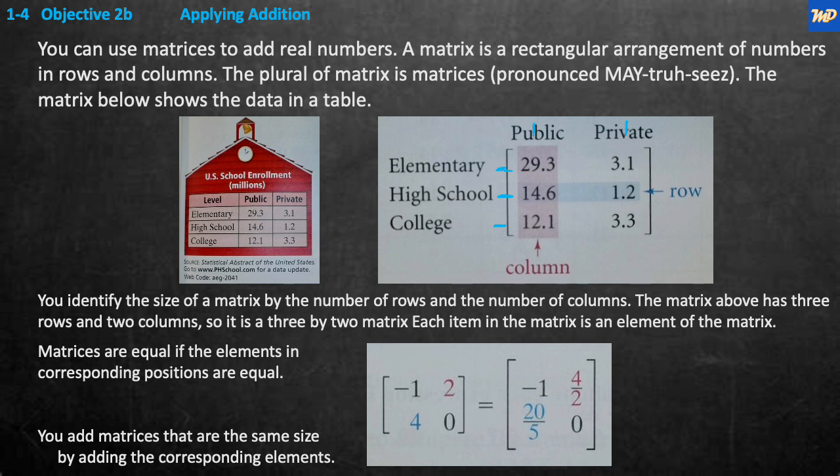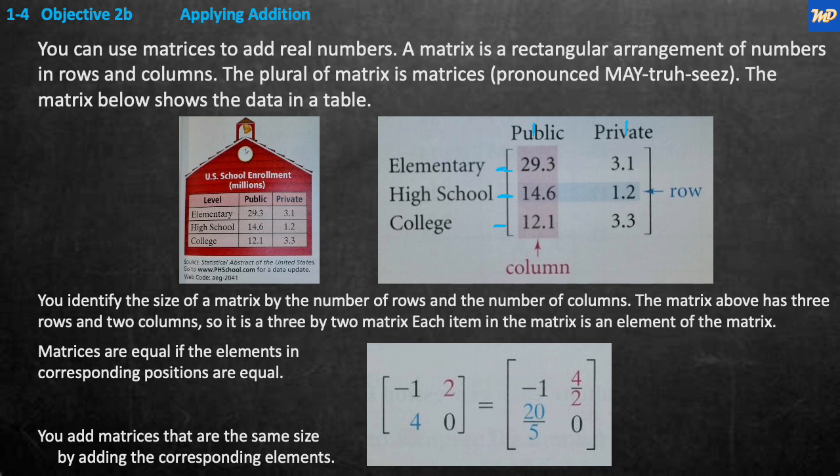Corresponding positions are, as you go back and forth and you look, this matrix is a 2 by 2. You see 2 rows and 2 columns. And you have -1 and -1, 2 and 4 halves is 2, 4 and 20 over 5 is 4, and 0 and 0. So these values are equal. Matrices are equal if the elements in corresponding positions are equal. So they're all equal, despite the fact that the numbers look different. They're still the same number.